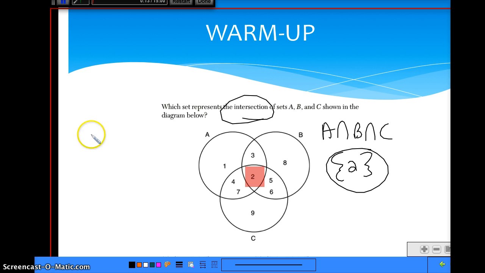Don't forget, union would be a U. That's where you pick all of them. So that would be another way they could ask that question.